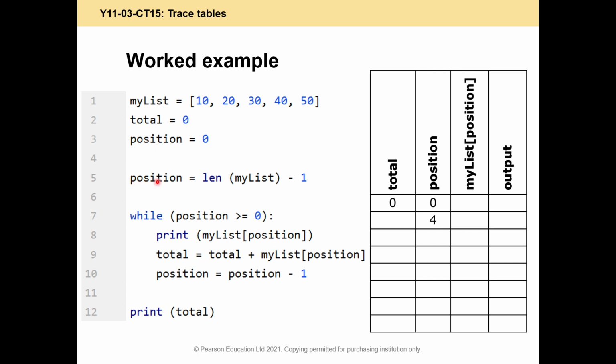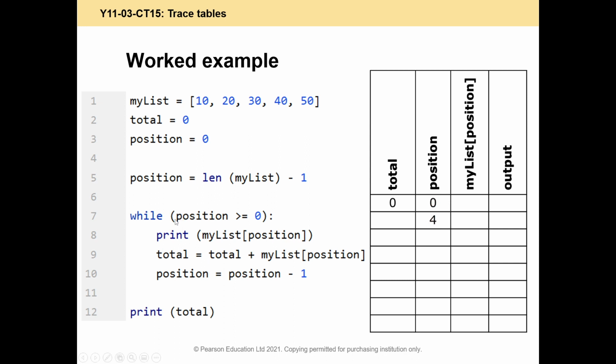Okay, so then we're changing the value of position, and we're changing it to 4. Why? Well, we work out the length of my list, 1, 2, 3, 4, 5, len for length. Len is a function, a built-in function. It has one parameter, the thing that we're measuring the length of. The return value from length is the number of items in the list. And then we take 1 away. So 5 minus 1 is 4. Notice we don't cross that out and put it in the same box. The variable changes, so we put it underneath.